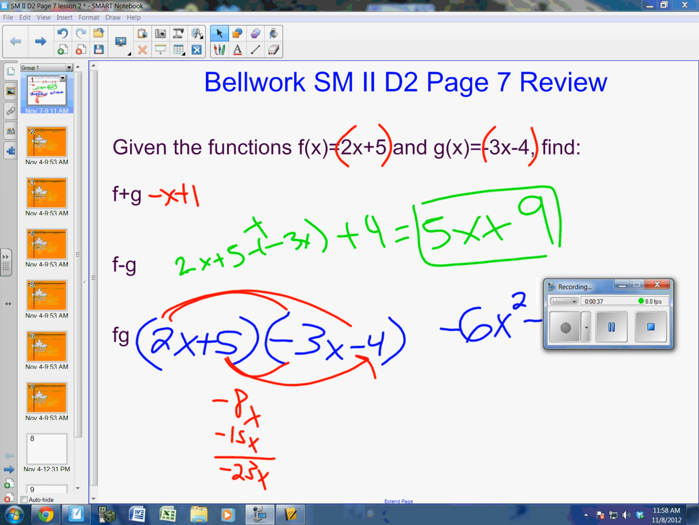For those who missed class, this was our bell work problem. We just added f plus g, then we subtracted, f minus g, and then we multiplied f times g.